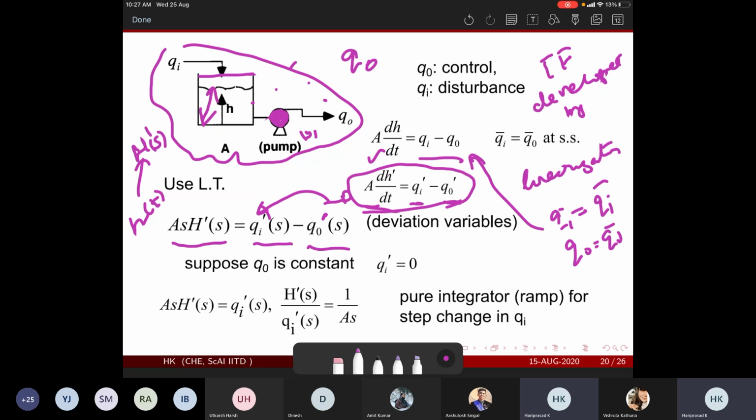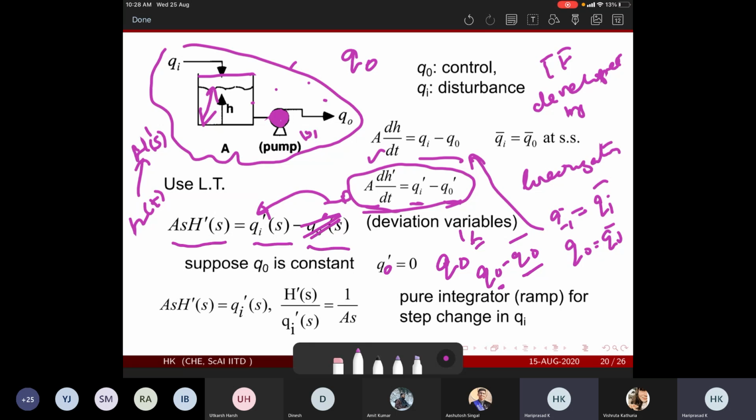This prime stands for the deviation, right? So what happens if you are putting in a pump? Q0' which is Q0 minus Q0 bar will be 0, because a pump always draws the flow at a constant rate. It doesn't consider whether there is a steady state or unsteady state. If you switch on the pump, every time it would be a constant flow. So that essentially means that this term has gone out from your analysis.